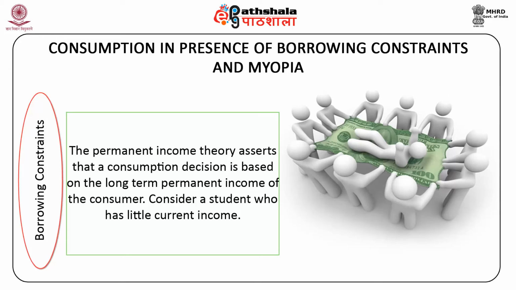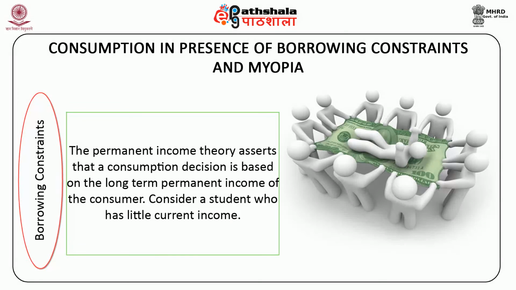As per the permanent income theory, he should make high consumption expenditure today. This may be possible only if he is able to borrow. However, he may not be able to maintain this high level of consumption expenditure if he is unable to obtain a loan due to lack of collateral or very high borrowing rates of interest on such loans. Such borrowing constraints or the liquidity constraints may prevent higher consumption expenditures even if the student intends to spend more based on his permanent income.